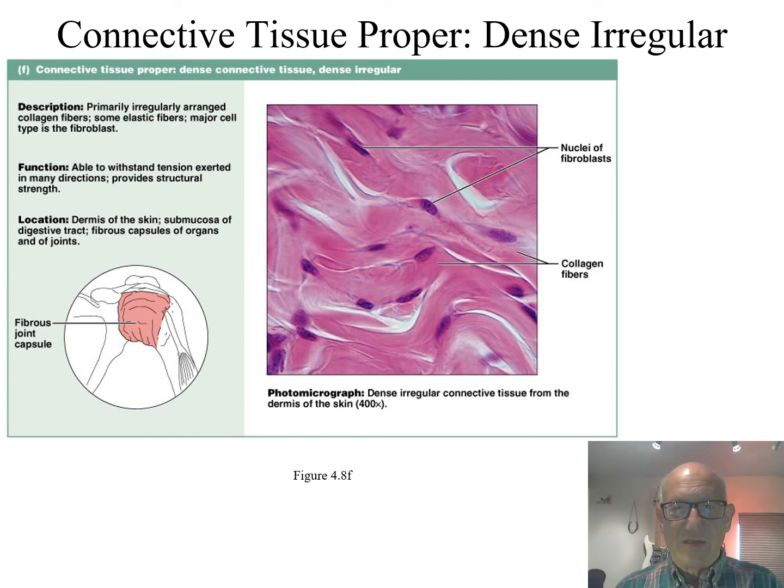Here we see the dense irregular connective tissue. You can see the collagen fibers are not parallel as they were in dense regular connective tissue. They look more scrambled or in a sort of network instead of in parallel lines. This type of connective tissue withstands tension exerted in many directions, or tensile strength, basically.